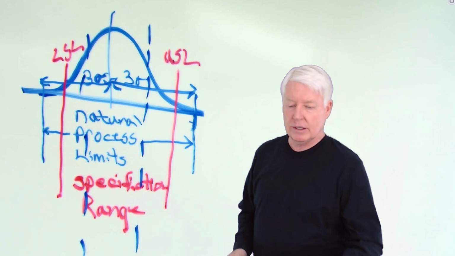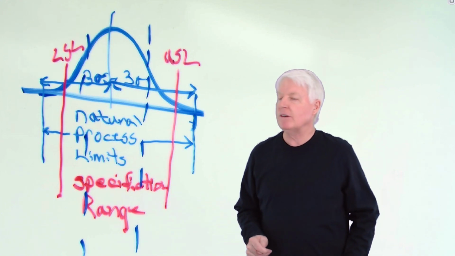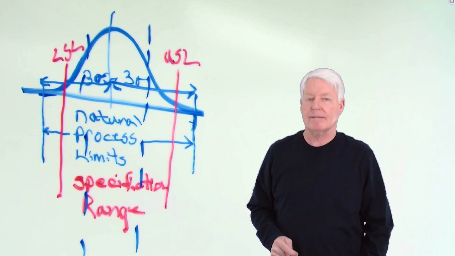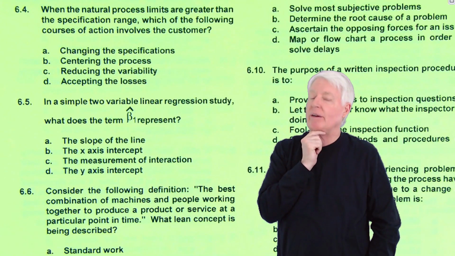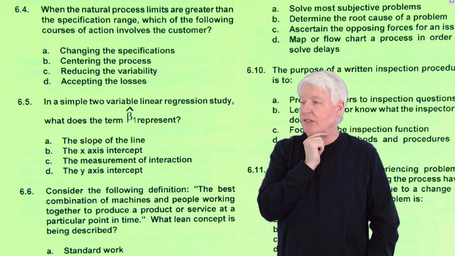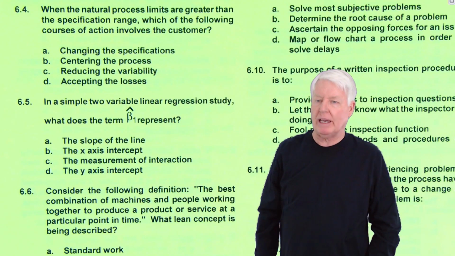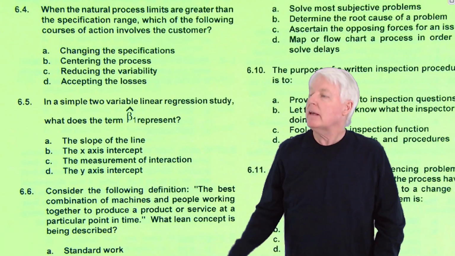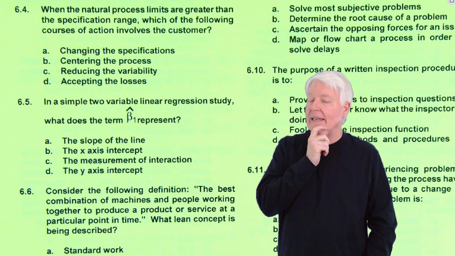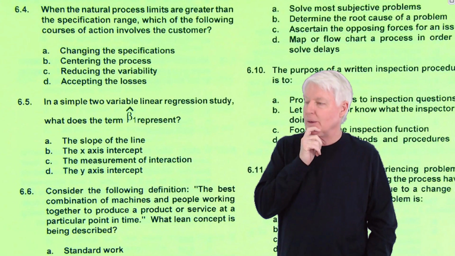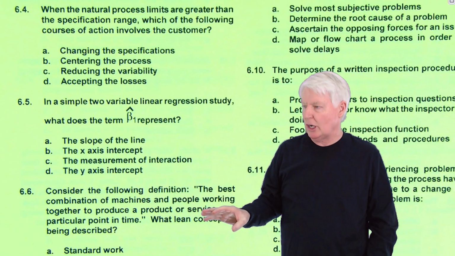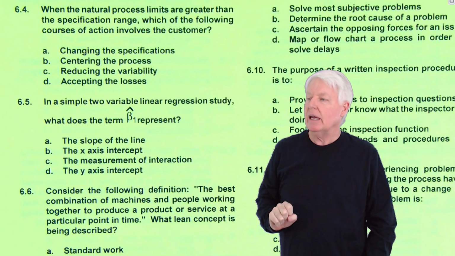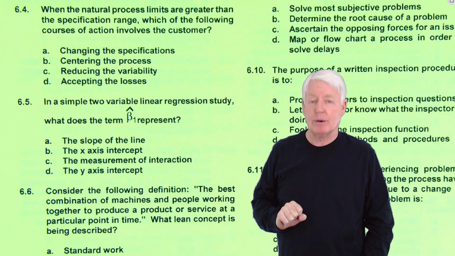Let's go back to the yellow pages and review this real quick and move on to the next question. So here we are back at the yellow pages, and again there we have it. When the natural process limits are greater than the specification range, which of the following courses of action involves the customer? Change the specifications will require customer notification. 6.5, in a simple two-variable linear regression study, what does the term beta 1 represent? Well, I'm going to go to the whiteboard, write down the symbology for linear regression, and then we will determine what the correct answer is.